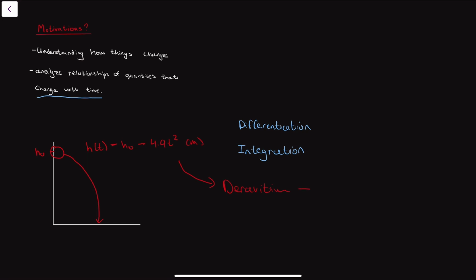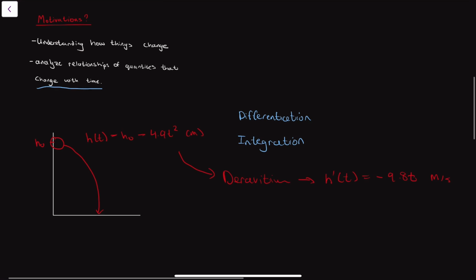differentiation, and you'll find in this course that the derivative of this function is denoted as h prime of t equals negative 9.8 t meters per second. So when we take the derivative of this function of the height of the falling rock, we were able to derive a new function which describes the velocity of the rock at any given time.